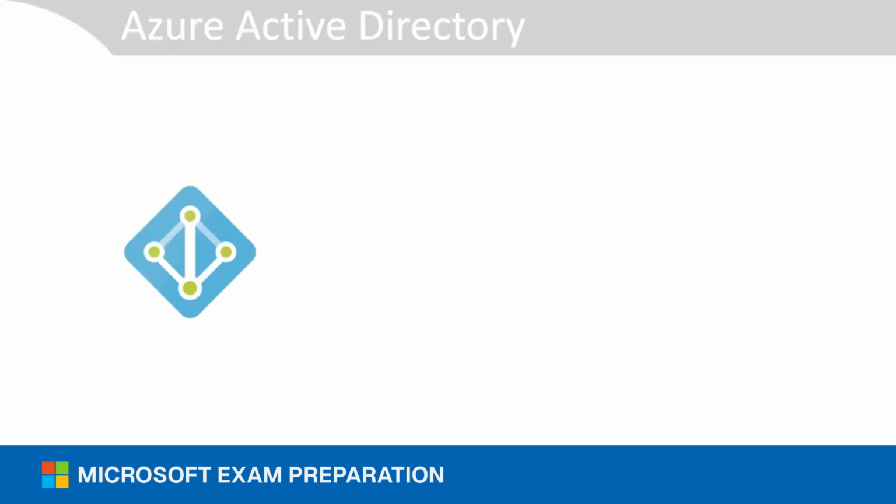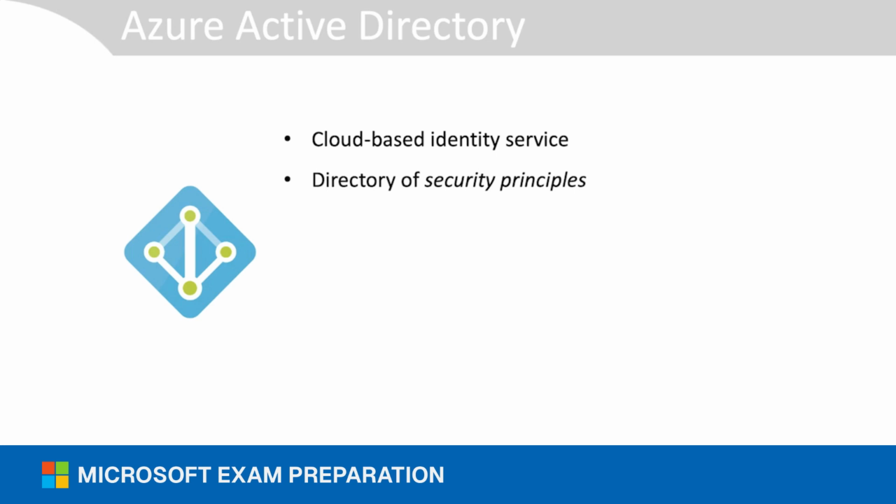Azure Active Directory is a cloud-based identity service in Azure, and you can think of identity as a combination of authentication and authorization. Azure Active Directory contains a directory of entities called security principals, and a security principal can be a user principal that refers to a user. It can be a service principal that represents an application in Azure Active Directory, and we'll look at those in just a minute. And it can also be a managed identity, which is a special kind of service principal for use with Azure resources.